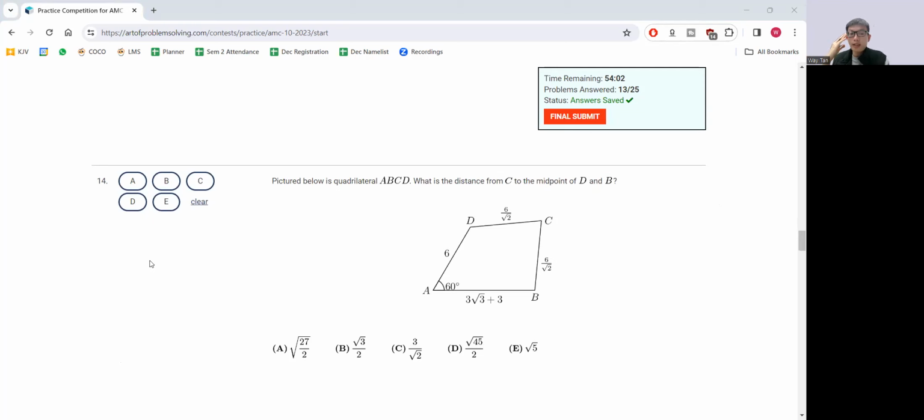Okay, question 14. Here's a quadrilateral. What's the distance from C to the midpoint of D and B? So that just means the midpoint of DB, right? Let's see here.